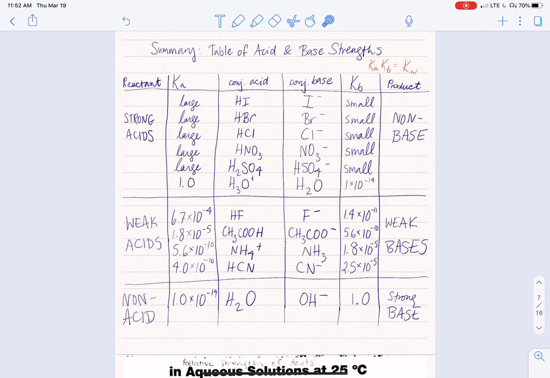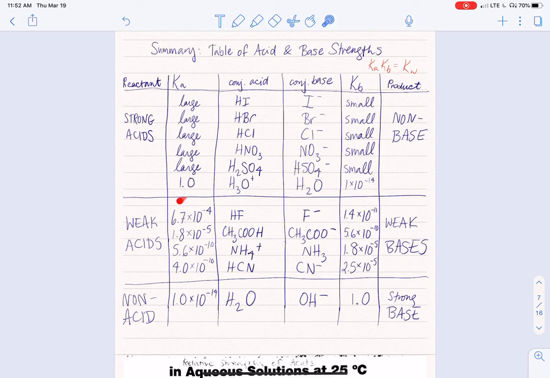By comparison, if we look at hydronium, it actually has a Ka. It has a Ka of 1 in its donation of a proton to make water. Now, water, of course, has an autoionization constant, Kw, of 1 times 10 to the minus 14, so that's a pretty small number. We can consider that as a non-base as well.